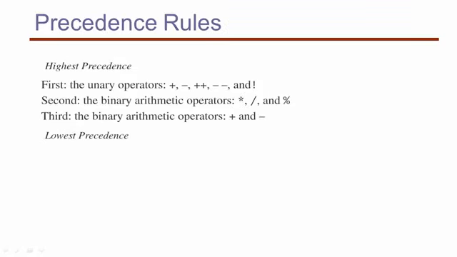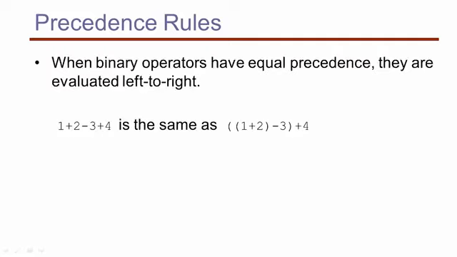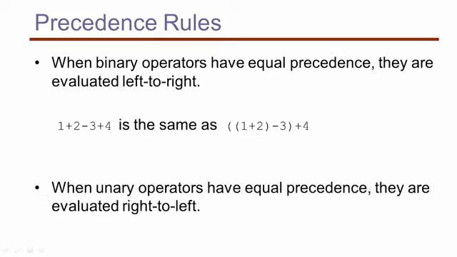The rules of precedence are similar to mathematics, where our unary operations have highest precedence, followed by the multiplicative operators, which are then followed by our additive operators. When binary operators have equal precedence, they are evaluated left to right. And in this example, we see that the leftmost addition will occur first, followed by the subtraction operator, and then finally the rightmost addition will occur last. When unary operators have equal precedence, they are evaluated right to left.